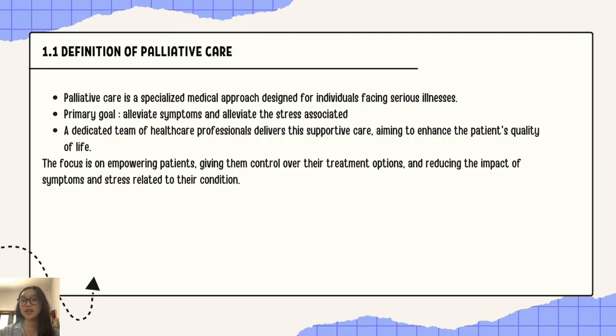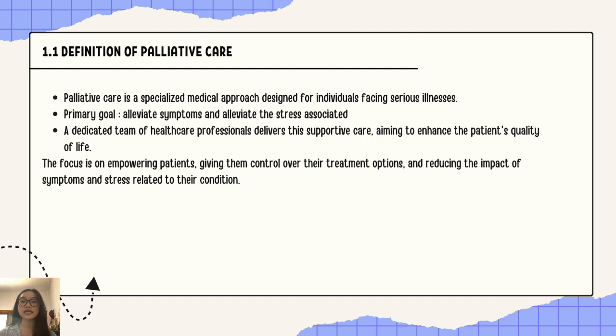So palliative care is a specialized medical approach designed for individuals who are facing serious illnesses. Its primary goals are to alleviate symptoms and alleviate the stress associated with the disease, often administered alongside curative treatments. This form of care is centered around the patient's needs rather than their prognosis and starts from the moment of the diagnosis. A dedicated team of healthcare professionals, including doctors, nurses, and specialists, delivers this supporting care, aiming to enhance the patient's quality of life.